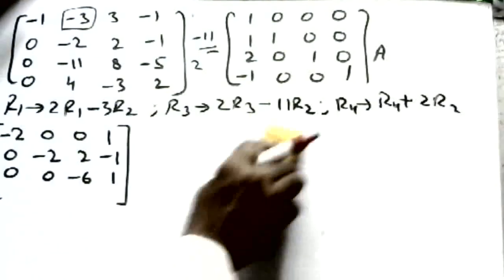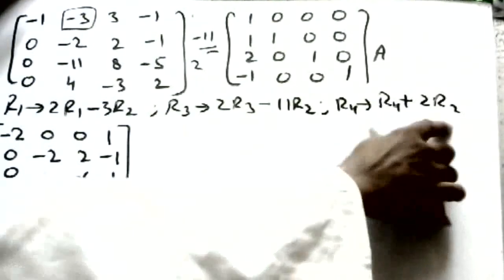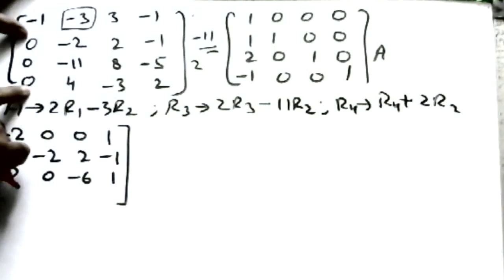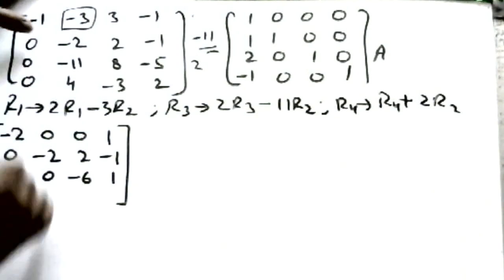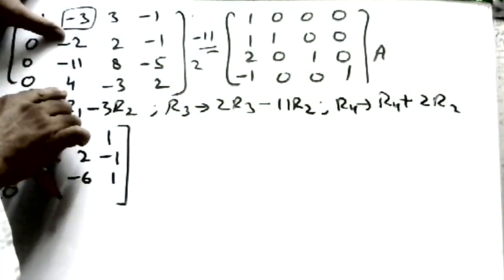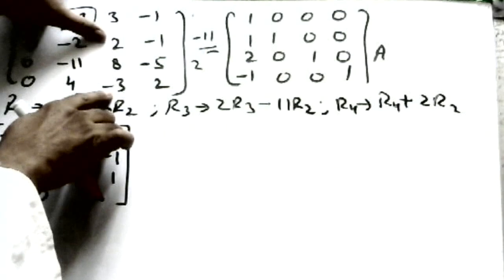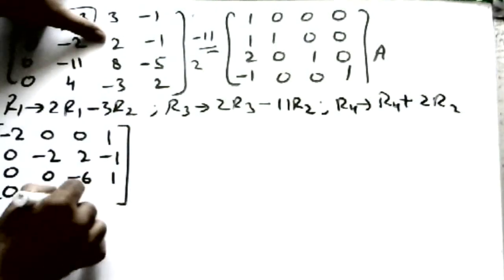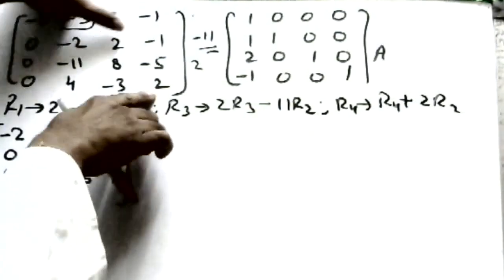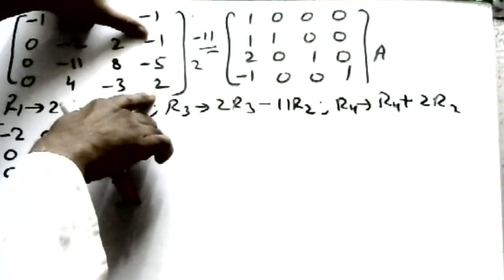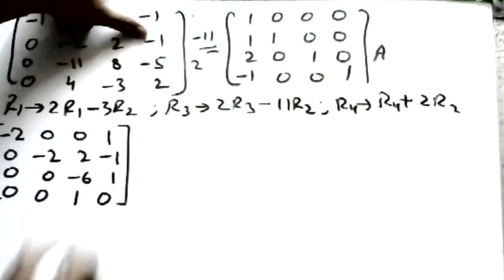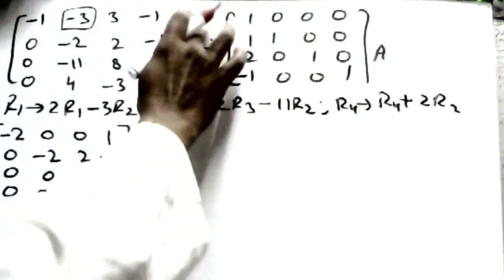In the same way, let me do the fourth one. Fourth one is easy, only we can do without rough work. R4 plus 2 R2. 2 into 0, 0, 0, 0, 0. R4 plus into minus minus 2 2s are 4, 4 minus 4 0. R4 plus 2 R2. 2 2s are 4, 4 minus 3 1. R4 plus 2 R2. 2 1s are 2, minus 2 plus 2 will become 0.